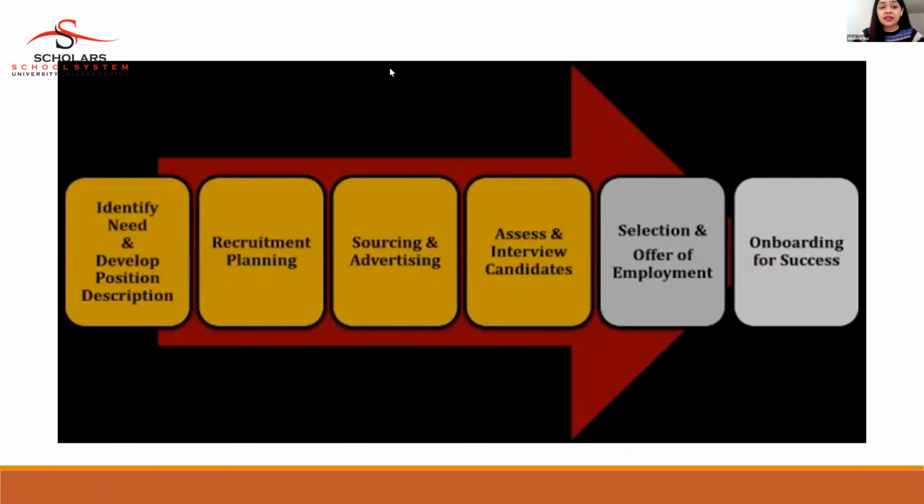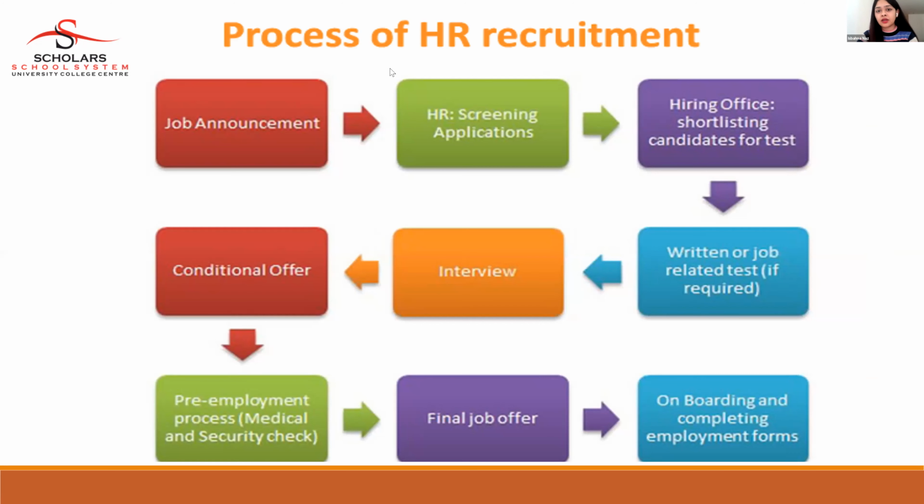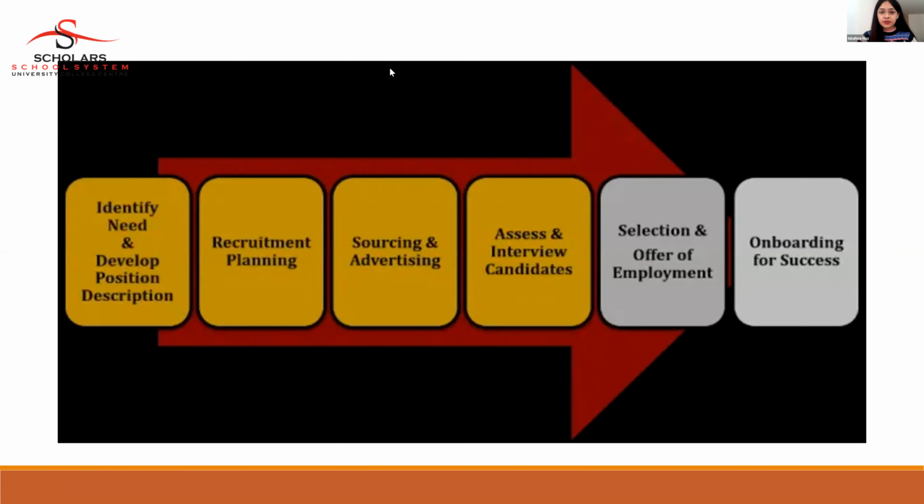So, you identify the need and develop a position description. Okay, what job is available at your institution, at your organization, and what kind of work you are looking for. So, you develop the job design and job description. You go through the recruitment planning, you advertise the job, you assess and interview the candidates, then comes the selection and offering the employment process, and then the onboarding process. So these two are just some of the processes of human resource recruitment strategies, but it may depend from organization to organization.